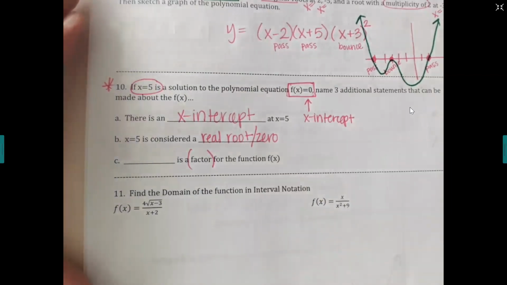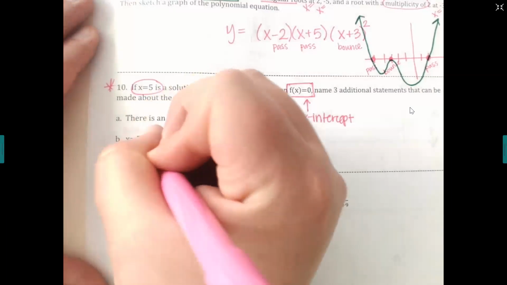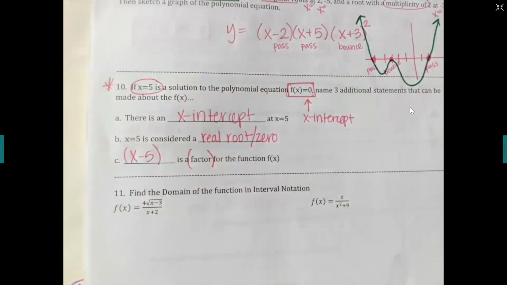Yes, minus 5. Okay, so if 5 is the solution, then it's where it crosses the x-axis. It would be called a real root, not an imaginary, and it would be x minus 5 for the parentheses. Make sense? Okay. Then I had really hoped to finish this last little page here.